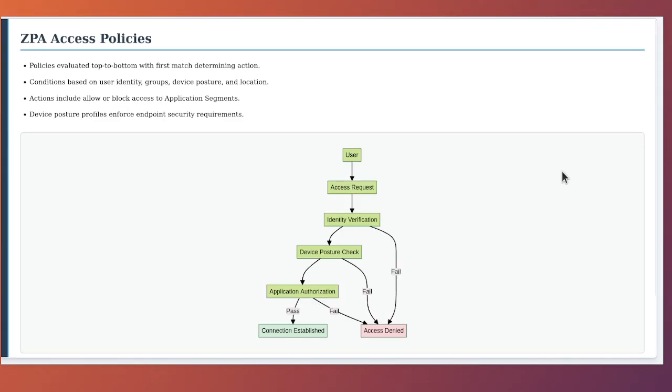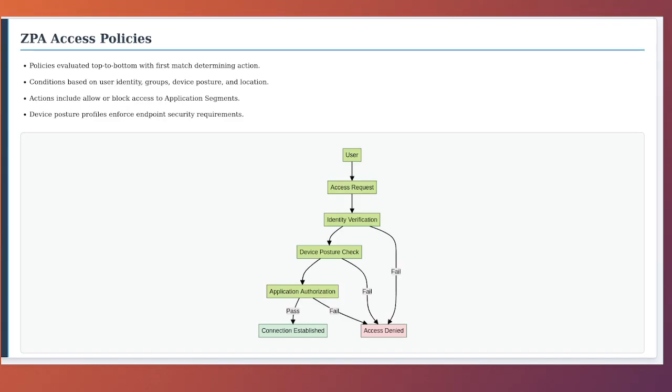Each policy rule consists of several components. The rule name and description help administrators understand the rule's purpose. The conditions define when the rule applies, such as which users, groups, or device types. The applications specify which application segments or segment groups are covered by the rule. The action determines whether matching requests are allowed or blocked.